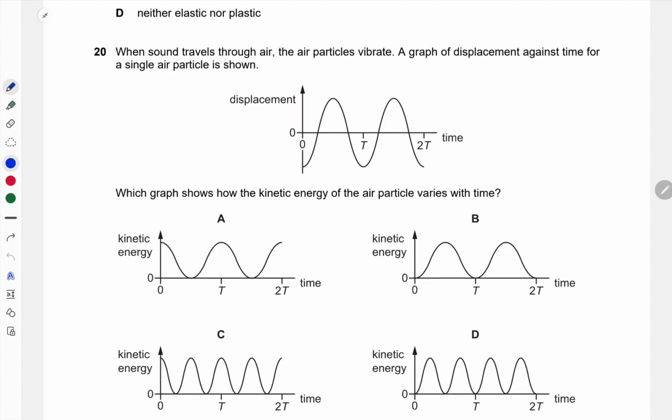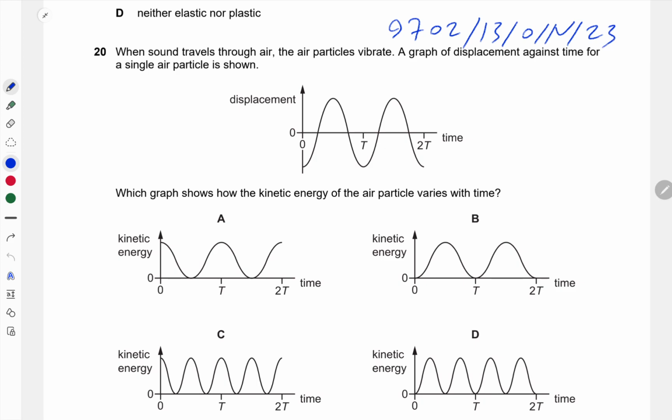In this video I'm gonna solve question number 20 from physics paper version 13 October-November 2023. So let's write it here. The code is 9702, version 13 October-November 2023.